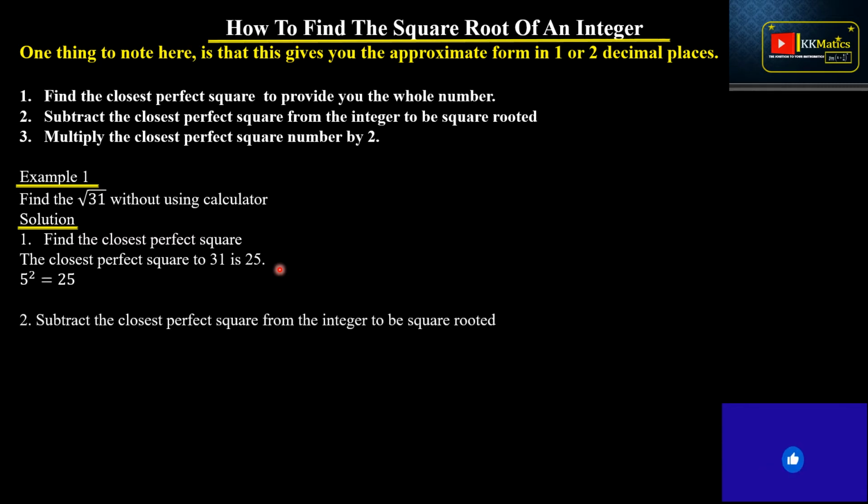Now, the second step is for us to subtract the closest perfect square from the integer that is to be square rooted. We subtract 25 from 31 to give us 6, and that's what you see on your screen there.